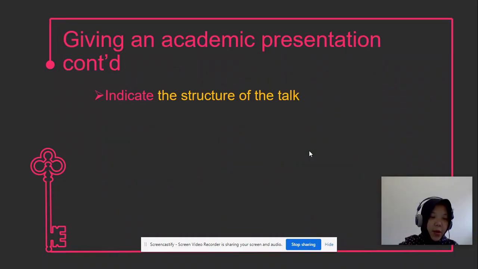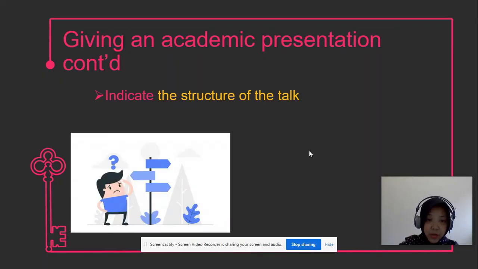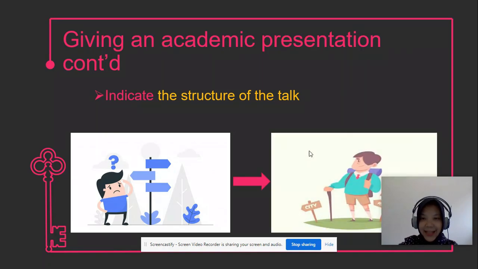So if you don't give signposting or structure of the talk, it would be something like this. If we see from the picture, a confused boy with an empty signpost, doesn't know what to do, doesn't know where to go. But if you give signposts, it would be something like this. So you know where to go, you know what to do, you know how you do it.